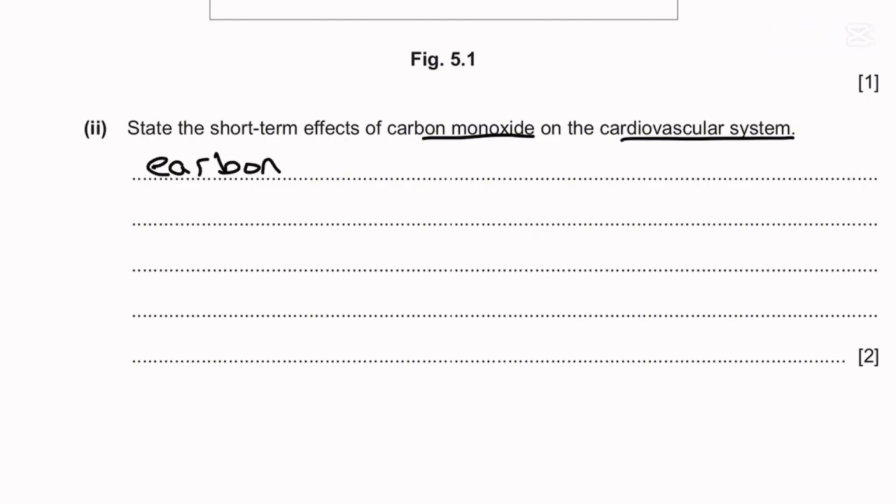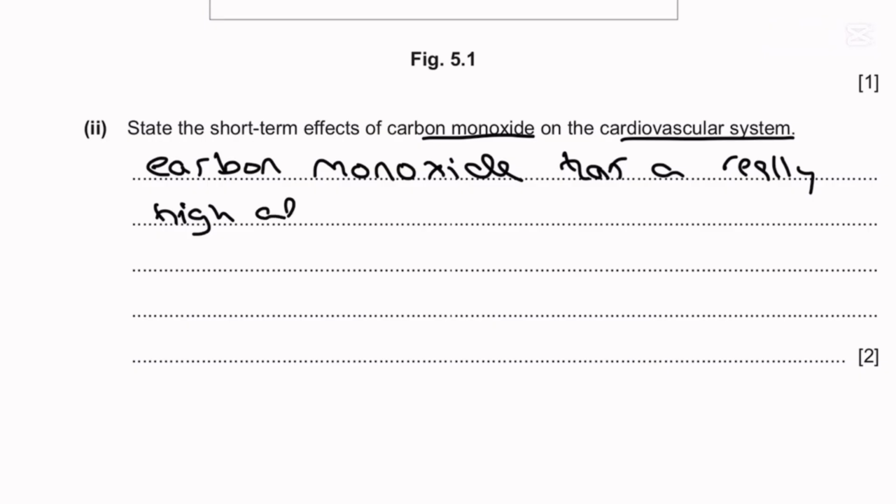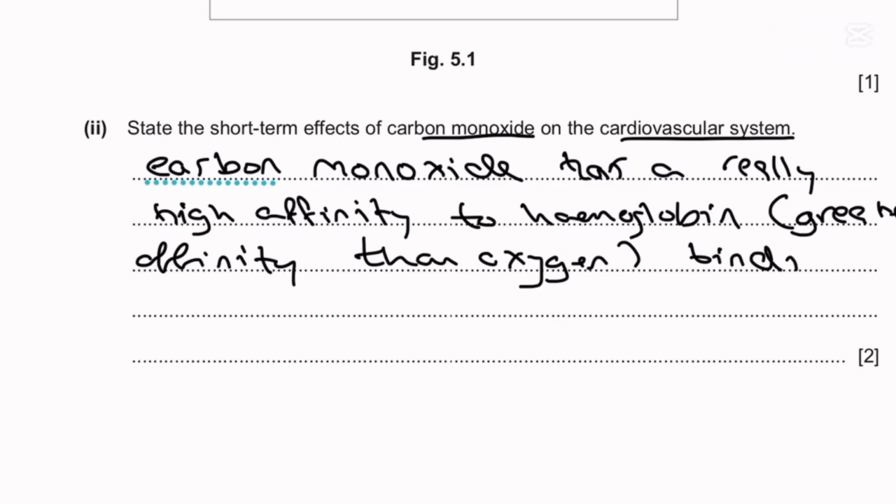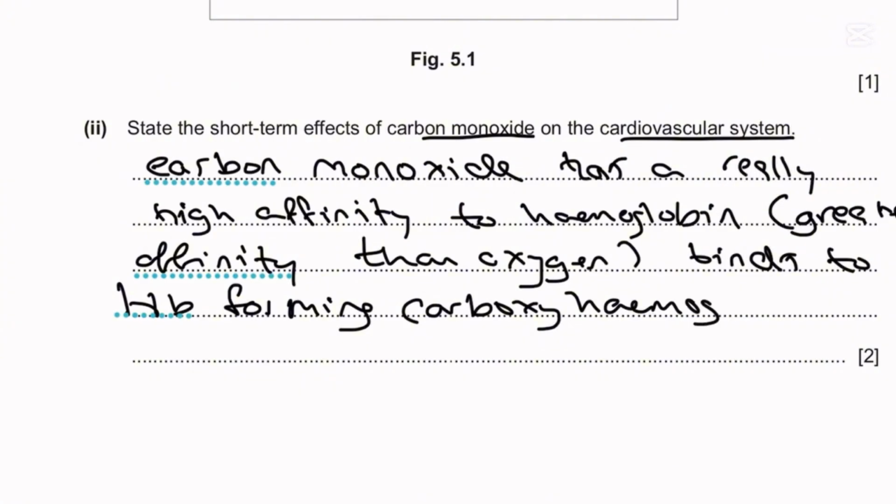Carbon monoxide has a really high affinity to hemoglobin, greater affinity than oxygen, and it binds to hemoglobin, forming carboxyhemoglobin, and this results in deoxygenated blood.